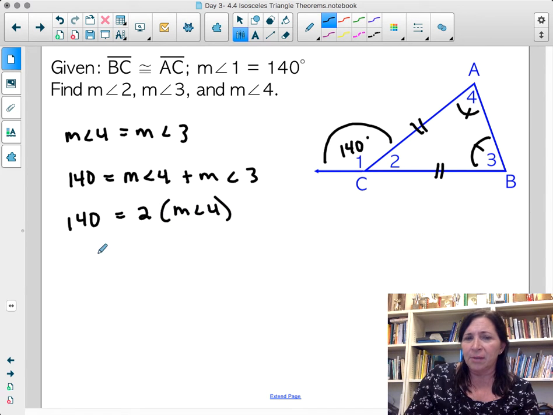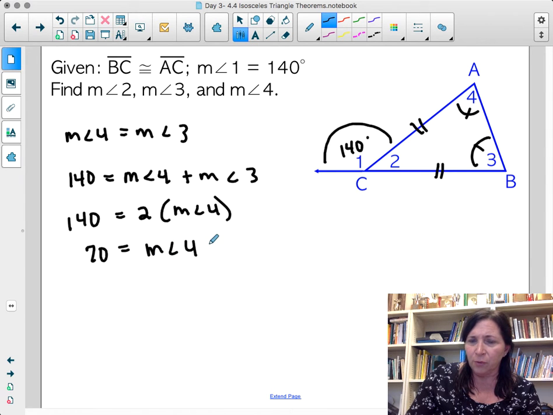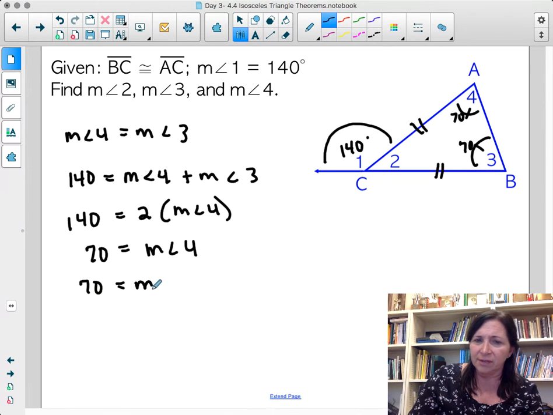And then if I divide by 2, I'm going to get 70 degrees is equal to the measure of angle 4. And if this is 70, then so is this, because they're congruent. So now I also know that 70 degrees is equal to the measure of angle 3.